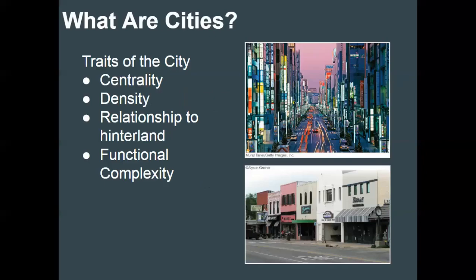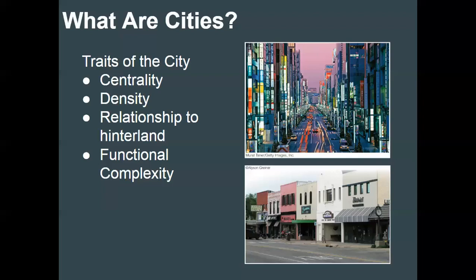really mean. So a couple of traits that we're going to go through. When we talk about cities, whether these are small town cities or big cities, whether it's Tokyo or the middle of Kansas, or we're looking at Dodge City, Kansas, or Boulder, Colorado, these are still areas that have certain traits.